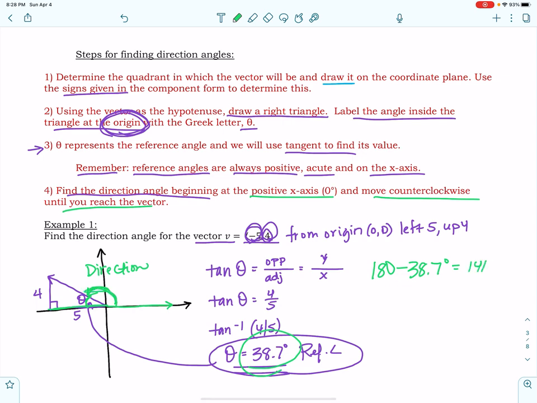So that's 141, oops. It's not 141, oops. It's 141.3 degrees. There you go. That's how you do it. Easy peasy, lemon squeezy.